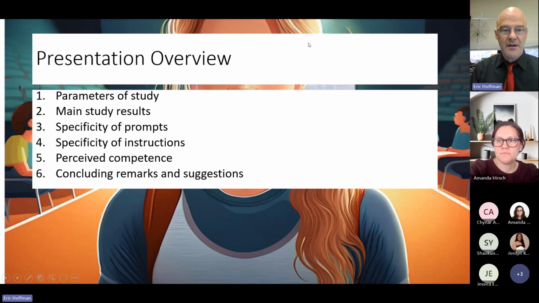Let me go over the broad strokes of the presentation this afternoon. We are going to include first talking through the parameters of the study that my students and I did this semester, then the main results of those studies, which will inform the next three groupings: specificity of prompts, specificity of instructions to students, and perceived competence. And then finally, we have a slide with some takeaways and some concluding remarks.